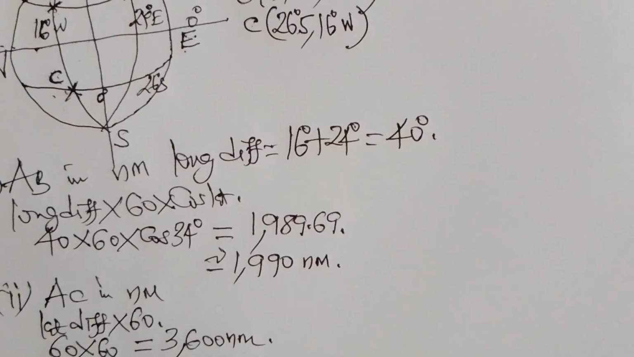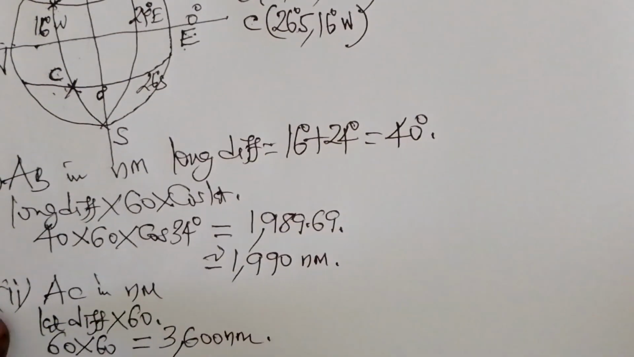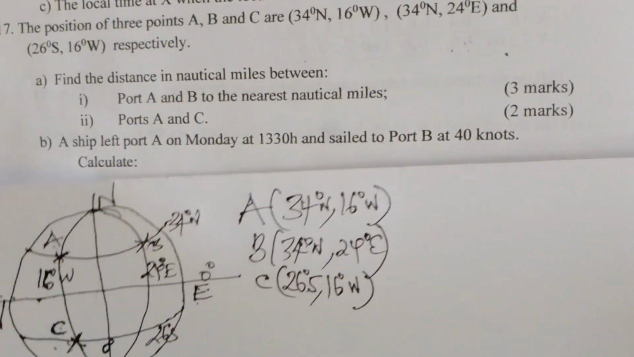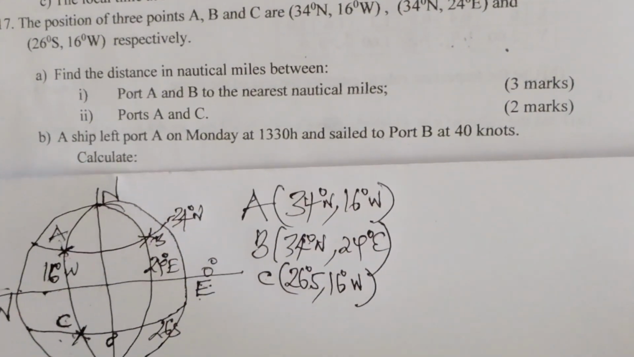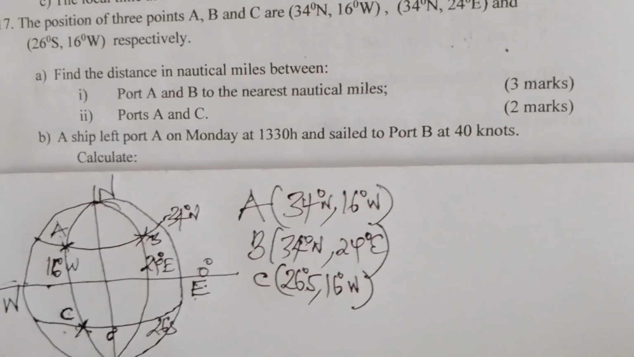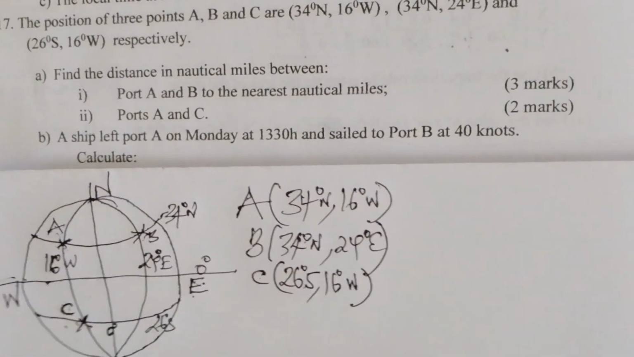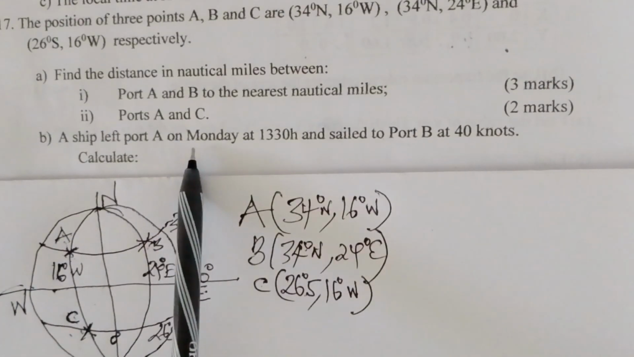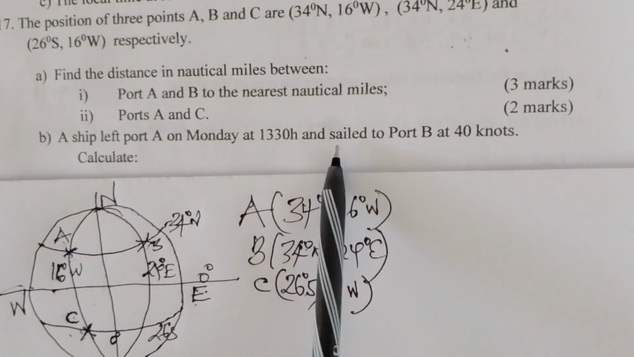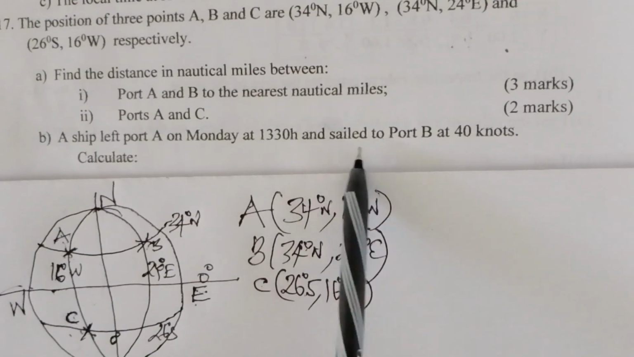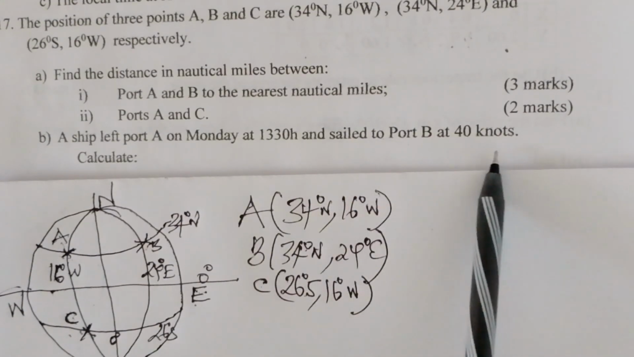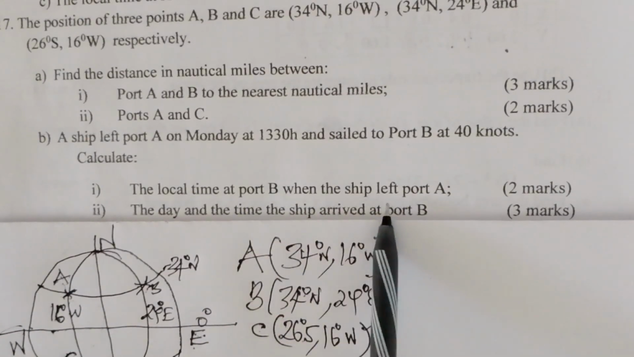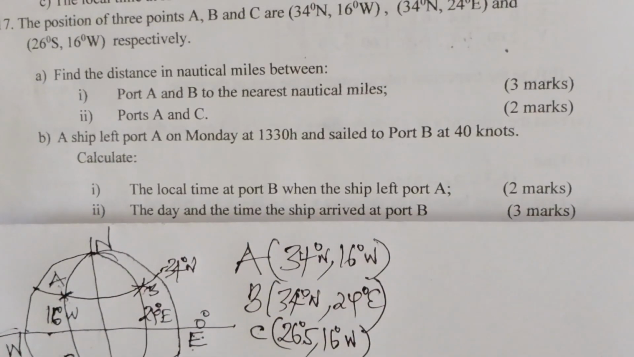3,600 nautical miles. So that is how you answer those two questions in part A. In part B, we are told that a ship left port A on Monday at 13:30 hours and sailed to port B at 40 knots. Calculate the local time at B when the ship left port A.